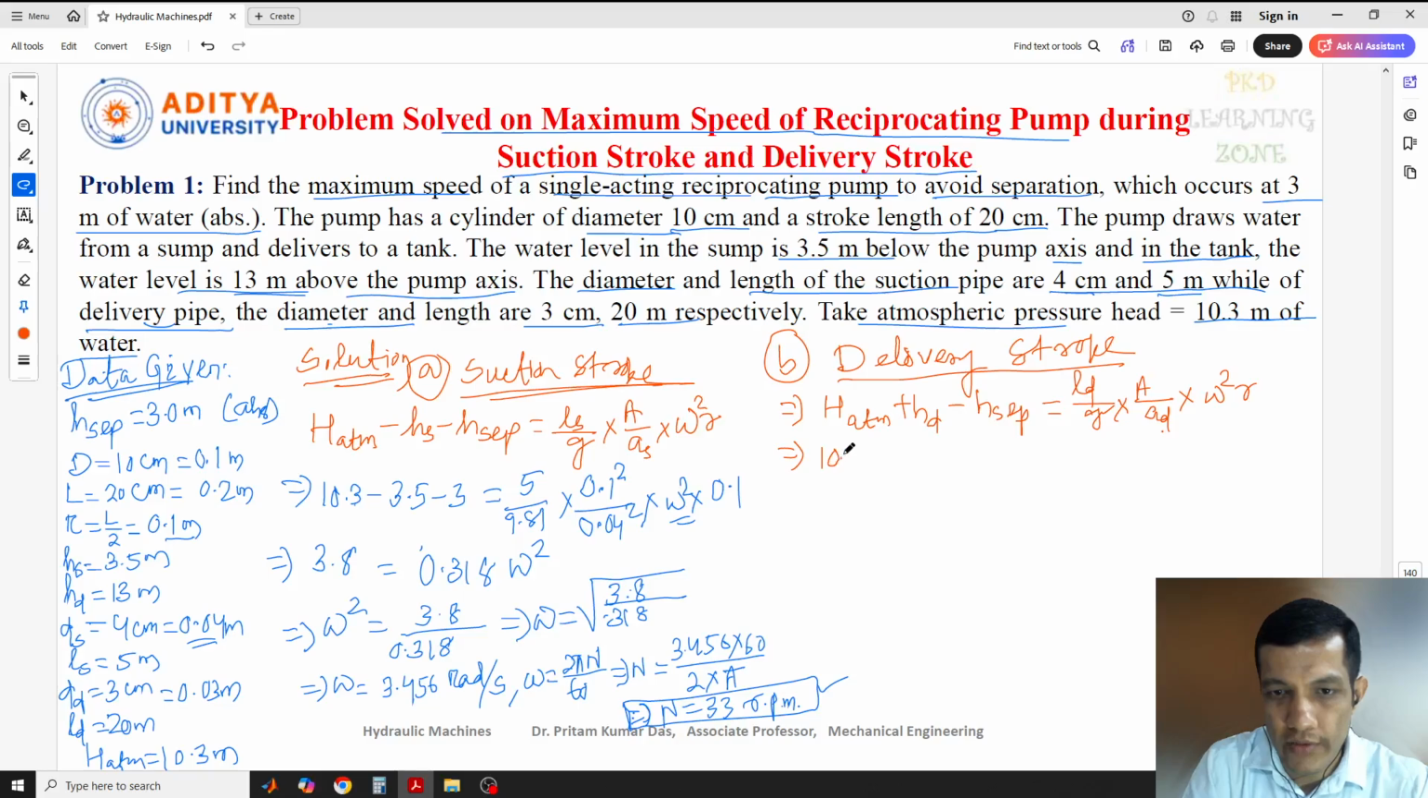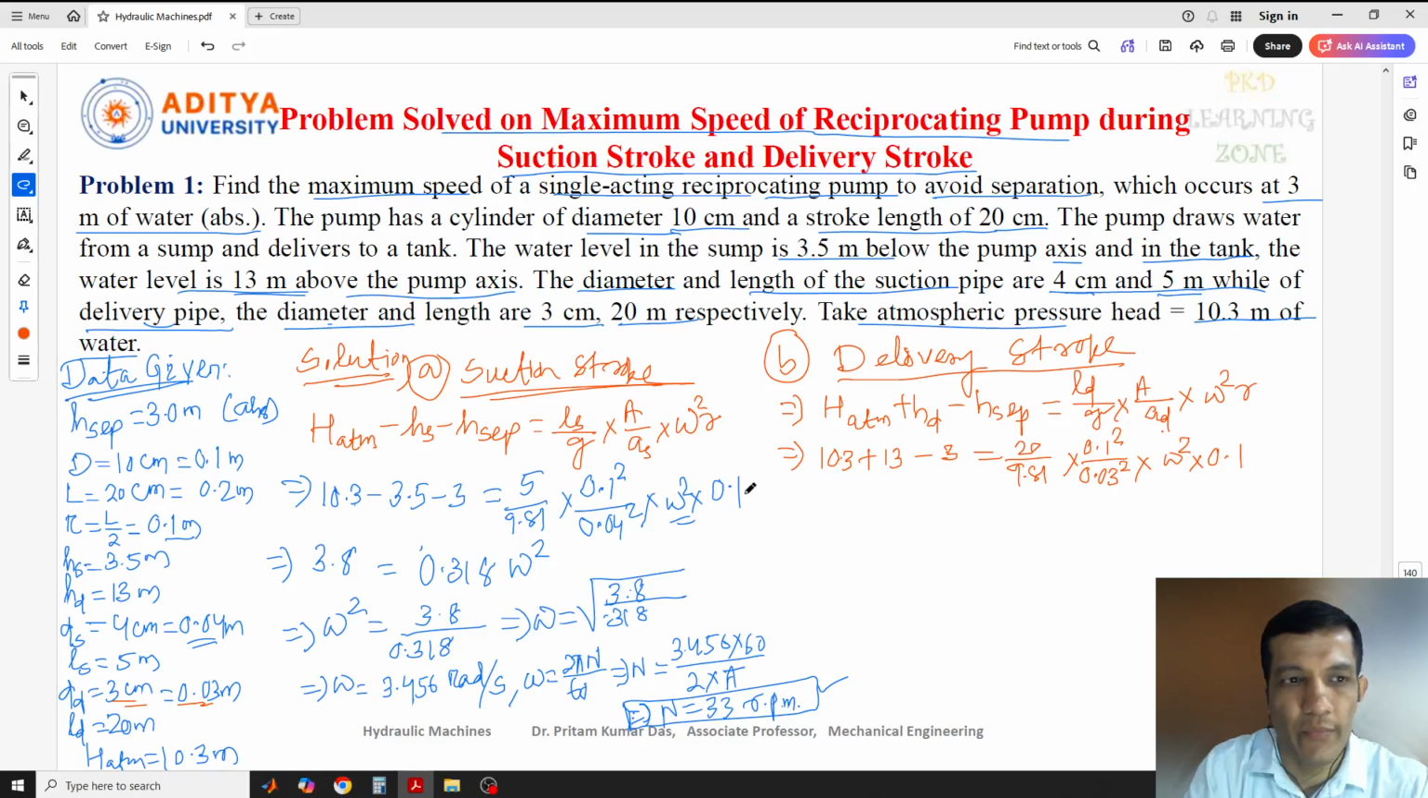See, this is 10.3. H_d is given how much? 13. So this is 13 minus H separation. H separation is 3. And on this side L_d. L_d is given how much? This is a little bit lengthy, 20. This is 9.81. And A is 0.1 square, divided by A_d. A_d is how much? What is the diameter given? 0.03. So here we need to divide by 0.03 square, multiply. Again omega is unknown and R equal to 0.1. I hope that is correct. Yeah, so these are the values given for us.